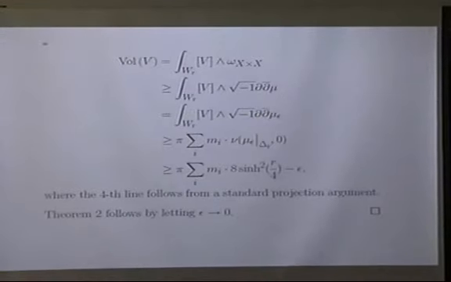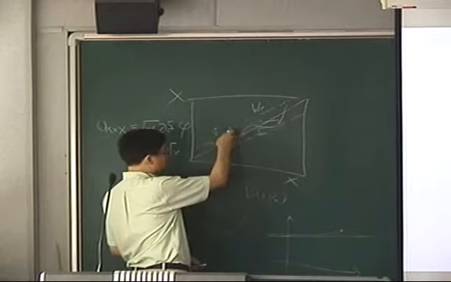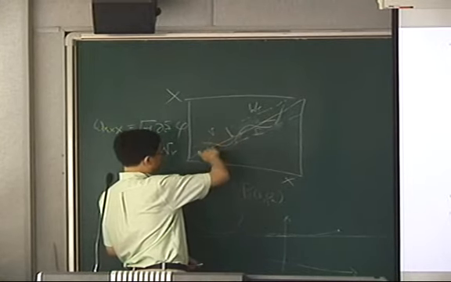So the volume of V is just the integral of V with respect to this volume form. But now you have this auxiliary potential, so it's bigger than or equal to the integral of V wedged with this mu. But then you use Stokes' theorem, and this is equal to the integral of V wedged with mu epsilon. But mu epsilon is singular, and we know the pole, more or less. We know the pole of mu epsilon along D.